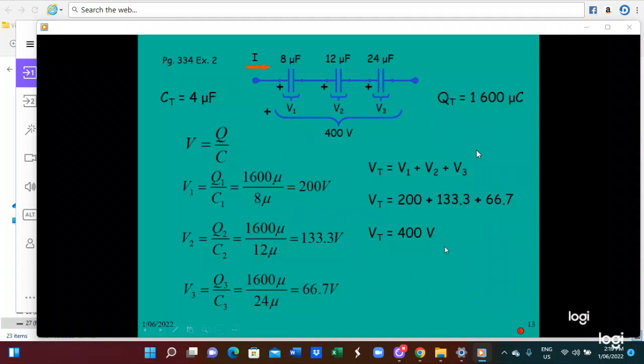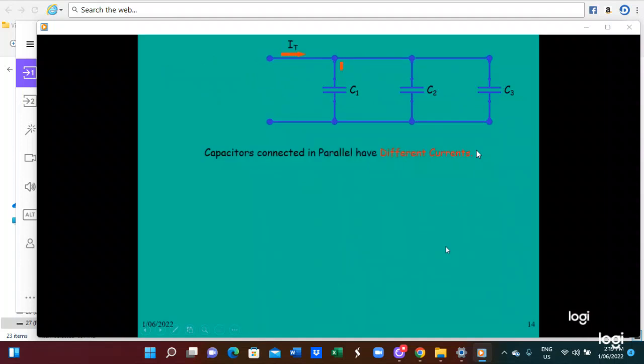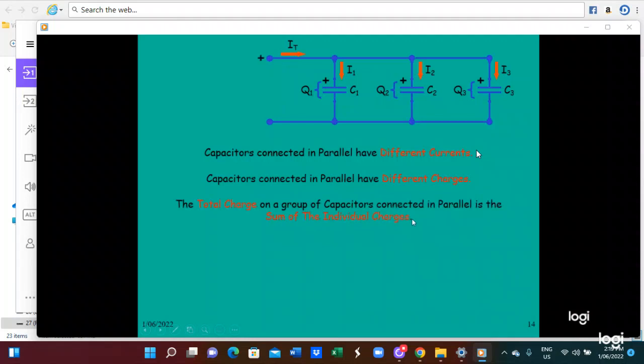Then capacitors connected in parallel draw different currents. So C1, C2, C3 are connected in parallel. The currents are I1, I2, I3. Also, there are different charges as well. The C1 charge is Q1, C2 charge is Q2, C3 charge is Q3. The total charge on a group of capacitors connected in parallel is the sum of the individual charges. QT equals Q1 plus Q2 plus Q3.